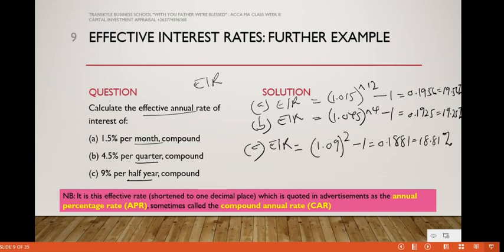Okay, it is this effective rate shortened to 1 decimal place, which is quoted in the advertisements as the annual percentage rate, the APR, sometimes also called the compound annual rate, the CAR. Please watch out.